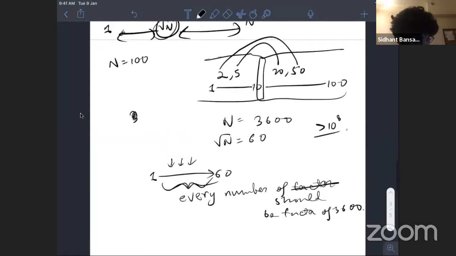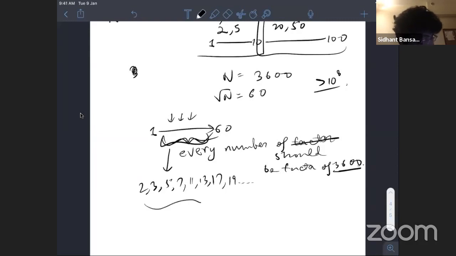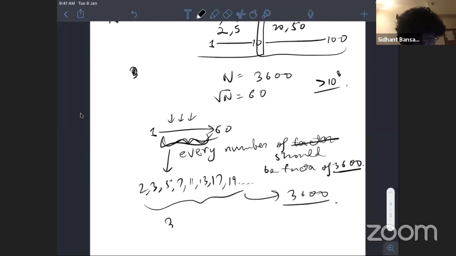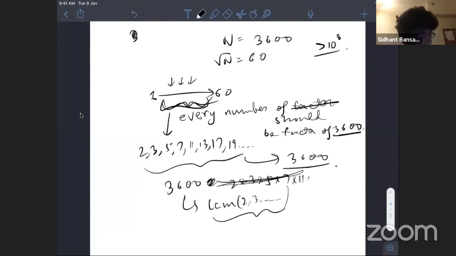Now think about this. Can you get every number to be a factor of 3600? It's very hard. In this case, it's not possible, because all the numbers that are primes in this range, for example 2, 3, 5, 7, 11, 13, 17, 19, and so on, need to be factors of 3600. For all of them to be factors, 3600 must be something like 2 into 3 into 5 into 7 into 11 into 13. Basically, it should be like the LCM of 2, 3, 5, 7, 11, and so on. It should be a multiple of these guys. And the LCM of prime numbers is just the product. So you can see that this thing explodes pretty fast.